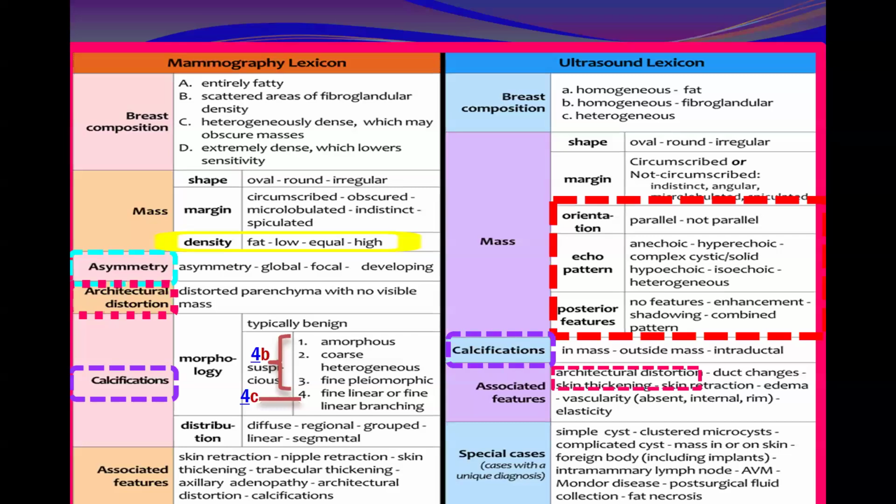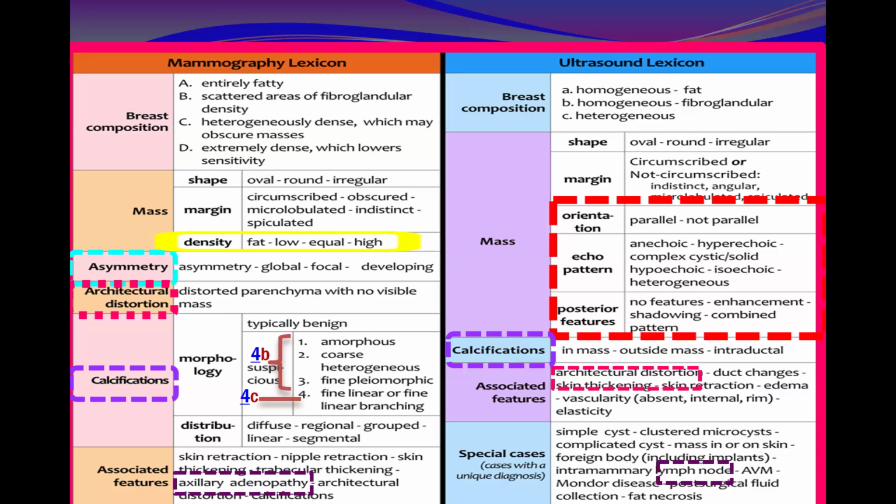The calcifications. On mammography, it is a big entity, because mammography is the best modality that demonstrates calcification. That's why we see detailed descriptors regarding calcification in the mammography lexicon, while in the ultrasound lexicon, calcification has limited descriptors: just calcification in a mass, outside the mass, and intraductal calcifications.